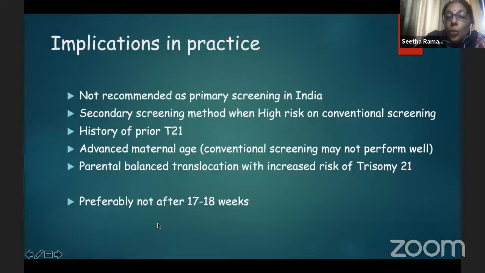Again, it's important to note that you shouldn't be doing it as late as 20 weeks, because if the test is done after 17 to 18 weeks and it comes positive, you still need to do an invasive test. Time is lost there. So everything has to be decided when you actually advise for the test.